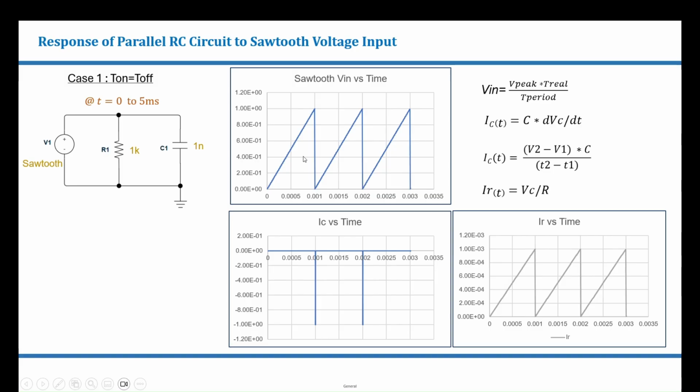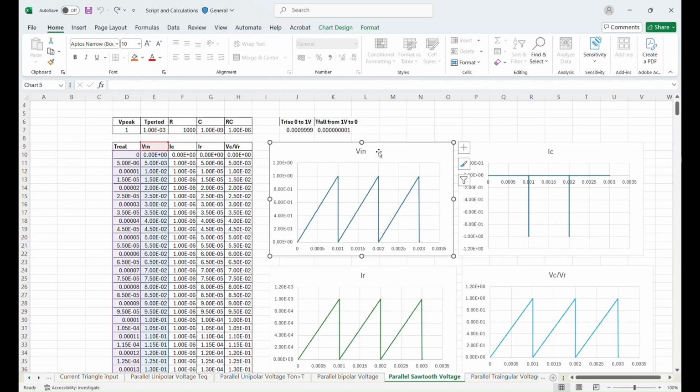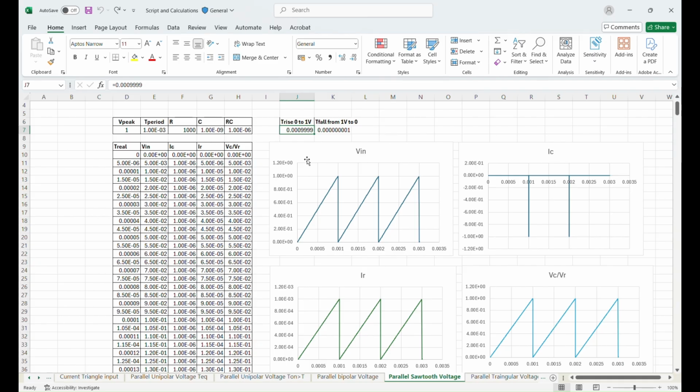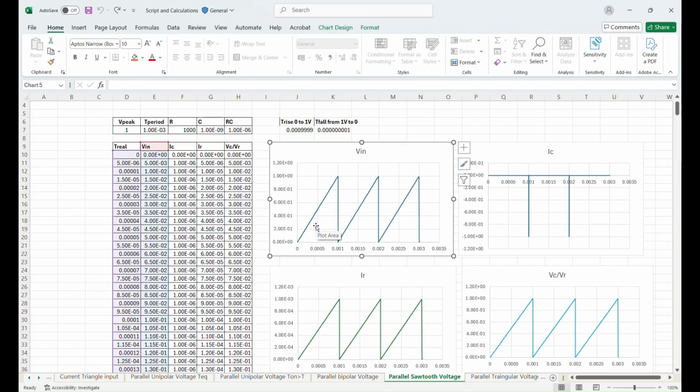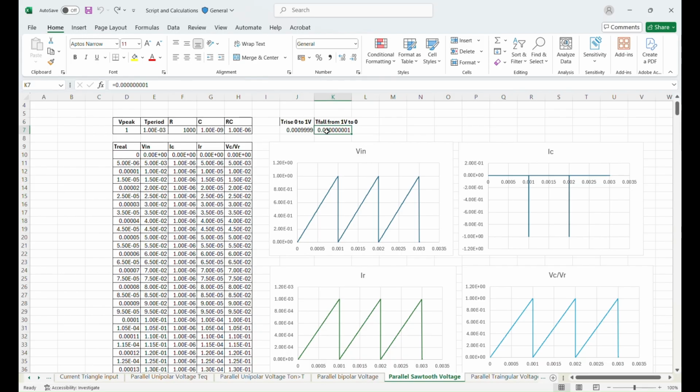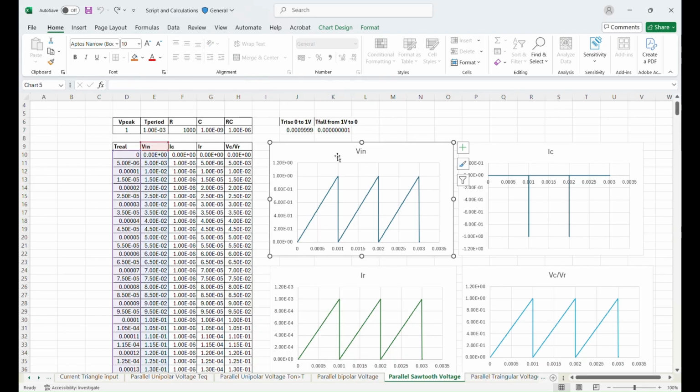Now the same calculation for current flowing through capacitor is repeated in Excel with time intervals of 200 microseconds. Let's look at that. This is the input that we are feeding to the RC circuit. T rise is the time required for the input voltage to rise from 0 to 1 volts. Here it is 999.9 microseconds, which is equal to 1 milliseconds. T fall is 1 nanoseconds.